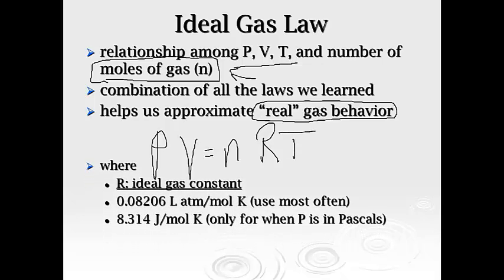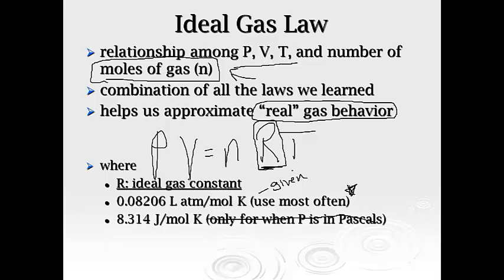Here's what this stands for. The R is the ideal gas constant. This is something that's given. It's kind of like Avogadro's number. We are going to mostly use this value right here, 0.08206. This will be given to you. There is another number for when pressure is in pascals, but we're not going to treat it that way.